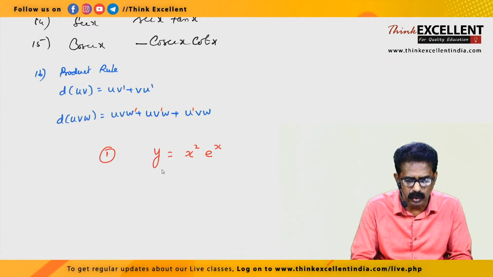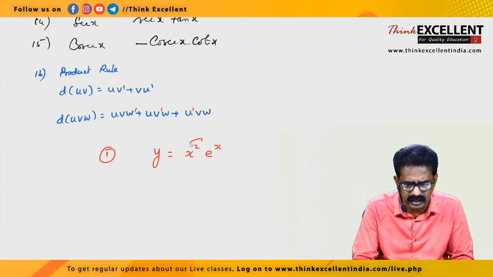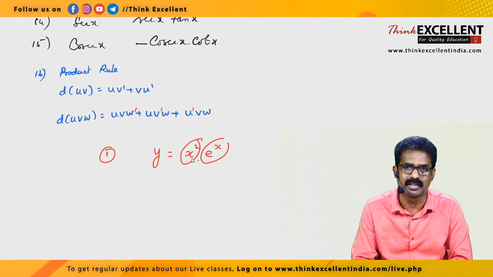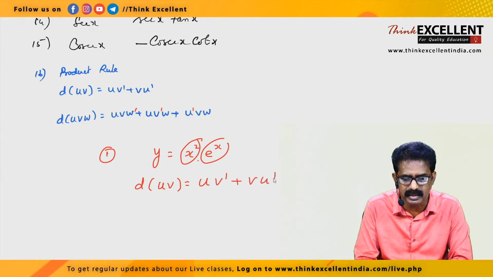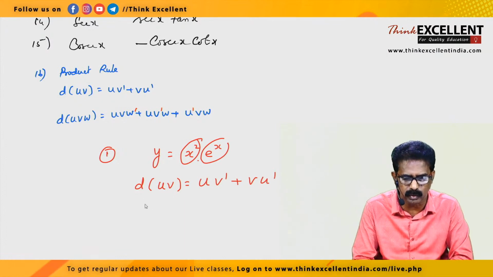Okay. So y equals x square e raised to x. See, x square is a function, e raised to x is a function, and in between is multiplication, right? So you have to use the product rule here. What is the product rule? Derivative of uv equals uv dash plus vu dash. Because of the plus, we can change the order, so no problem in that.